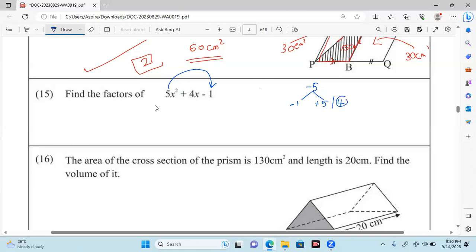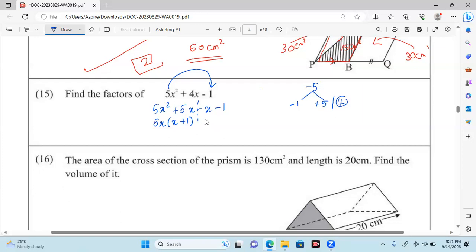So now we can write 5x squared. If you want, you can write plus 5x subtract x minus 1. Okay. Then if you factorize this, 5x into x add 1. Then here minus x minus 1.